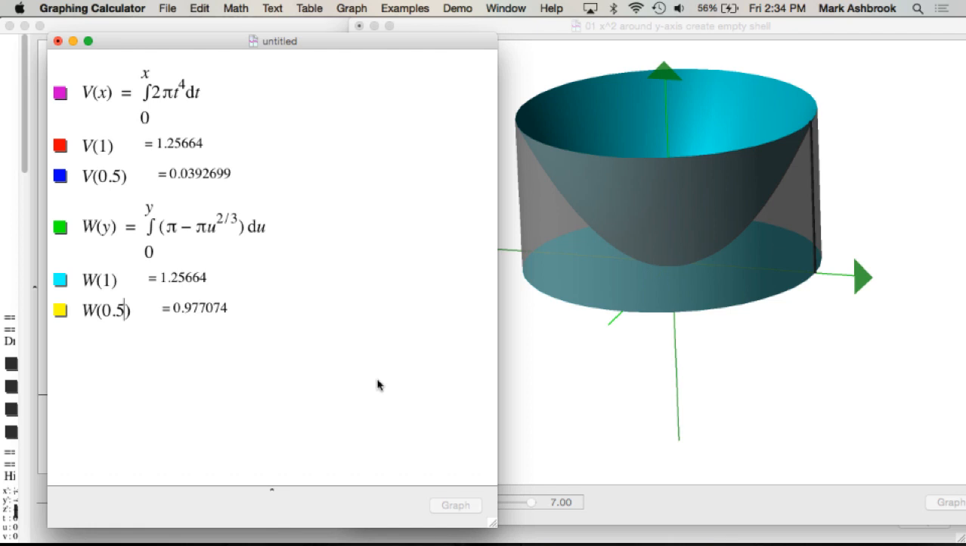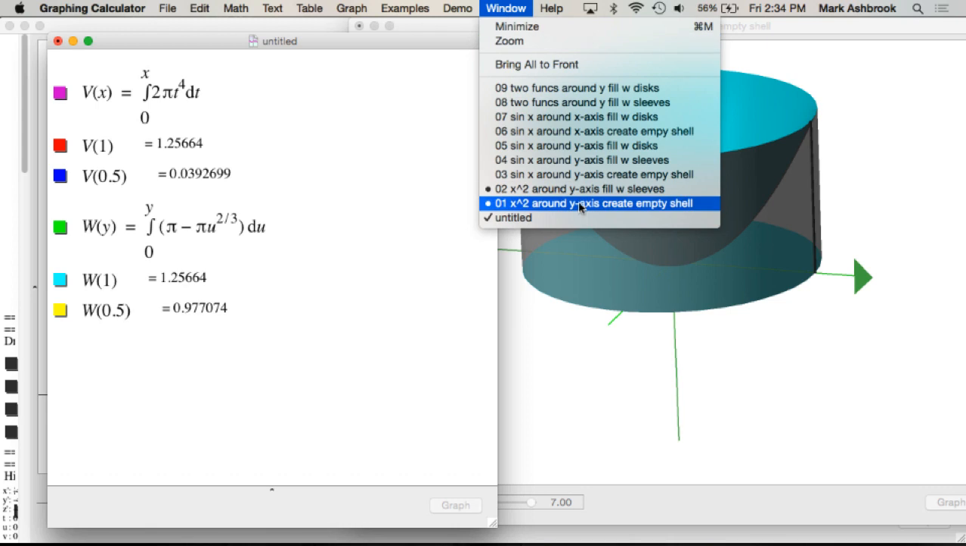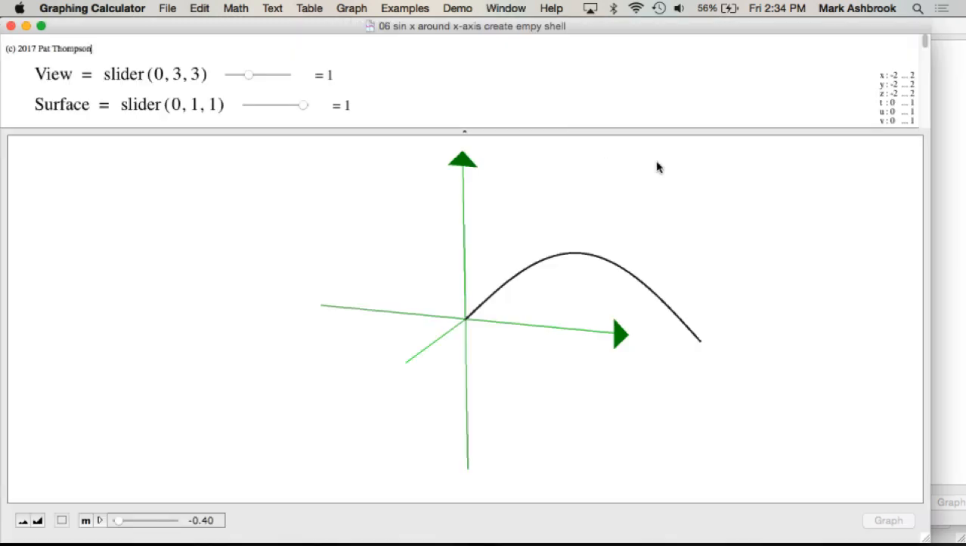Okay, let's look at one more example here. Let's look at sine x. So here's sine x from 0 to pi. And I want to rotate this one about the x-axis. So we rotate this about the x-axis. Here's what it's going to look like.